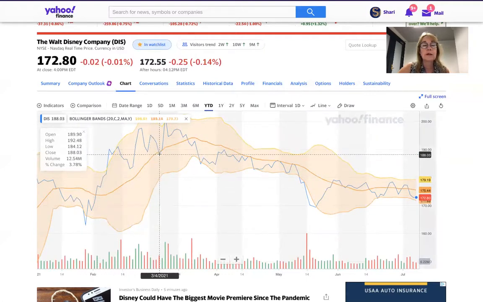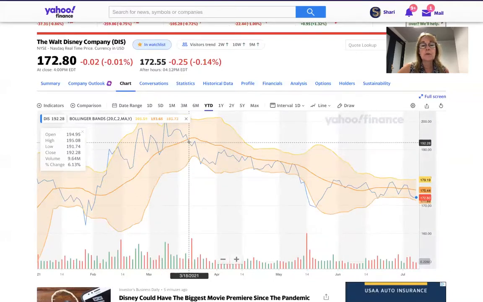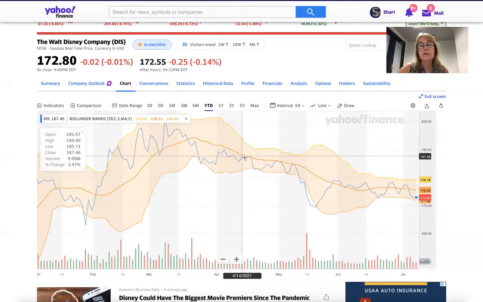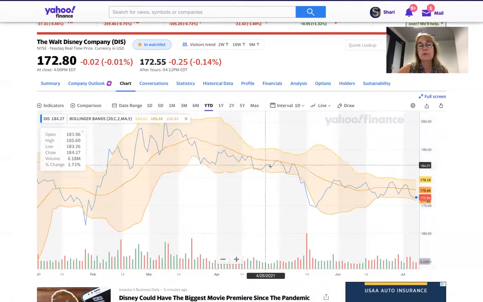And then technically this would have been a sell signal. And then see here, sell signal. And then it really can't break through its moving average.